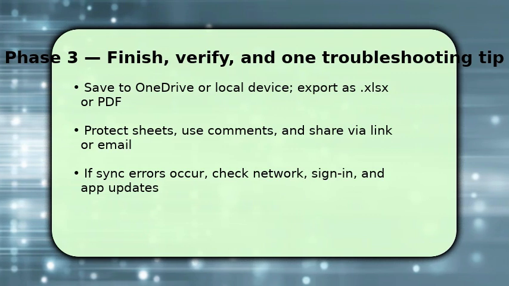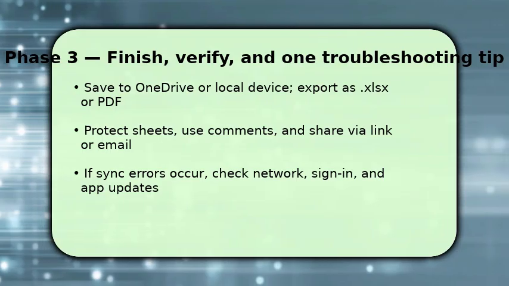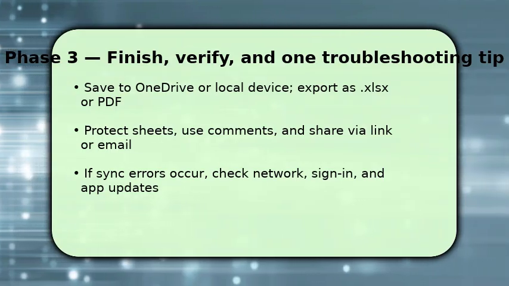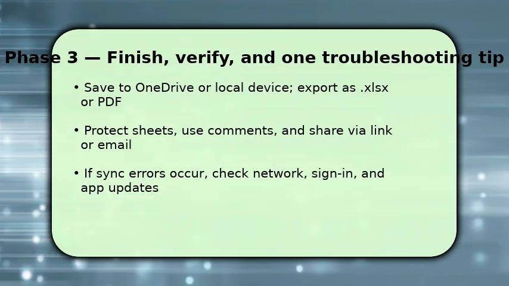Tap File to save to OneDrive or device and export as XLSX or PDF for sharing. Protect sheets if needed and add comments for collaborators. Once ready, use Share to send a link or attach a copy by email.